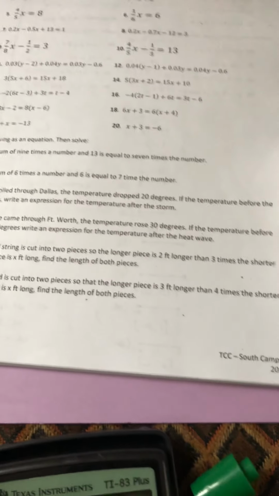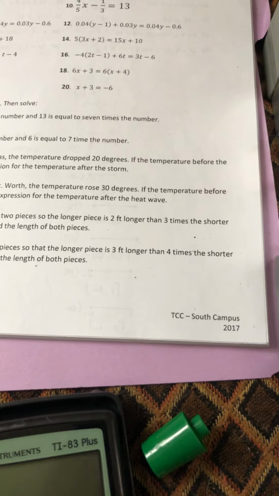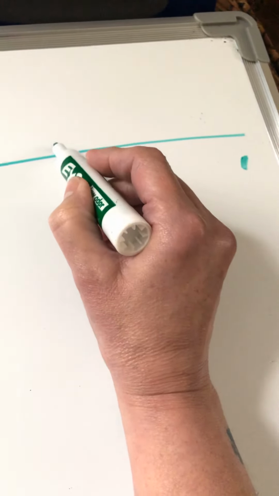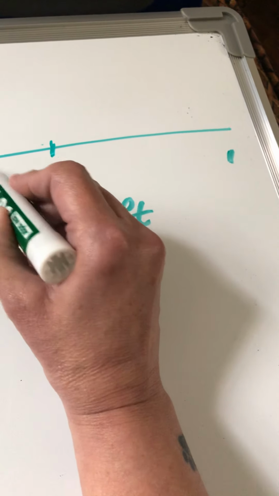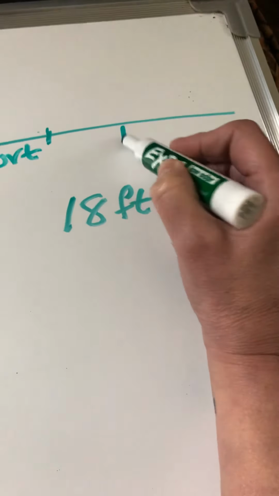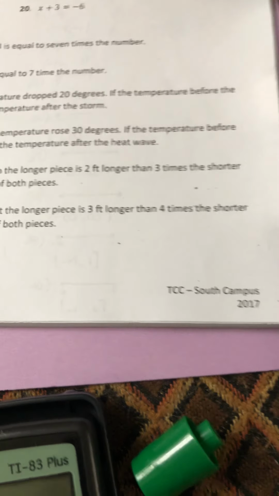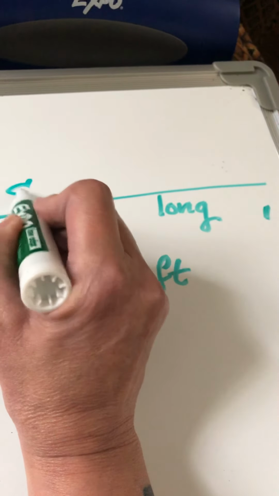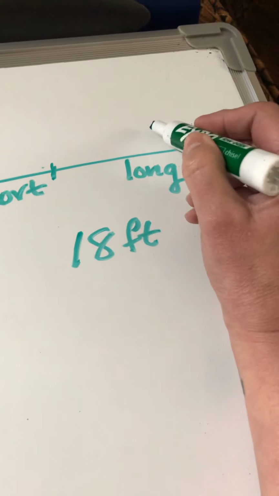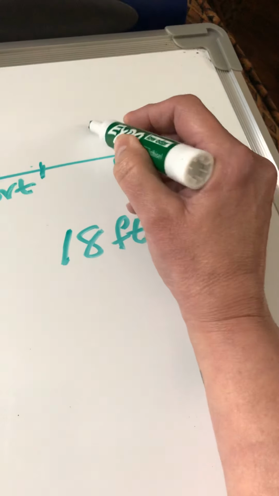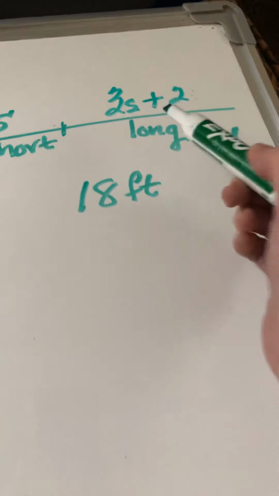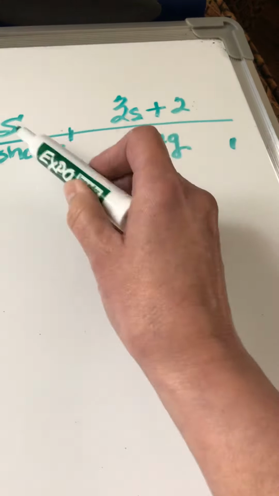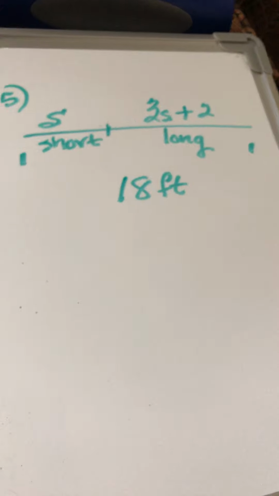And it's cut into 2 pieces, so that one piece is 2 feet longer than 3 times the shorter one. Okay, so what we have here is we have a short piece, right? Here's my short piece. Here's my long piece. 2 feet longer than 3 times the shorter one. Let's let S represent the short piece. And then 2 feet longer than 3 times the shorter one. So now I've got the long piece. There's my long piece, there's my short piece.